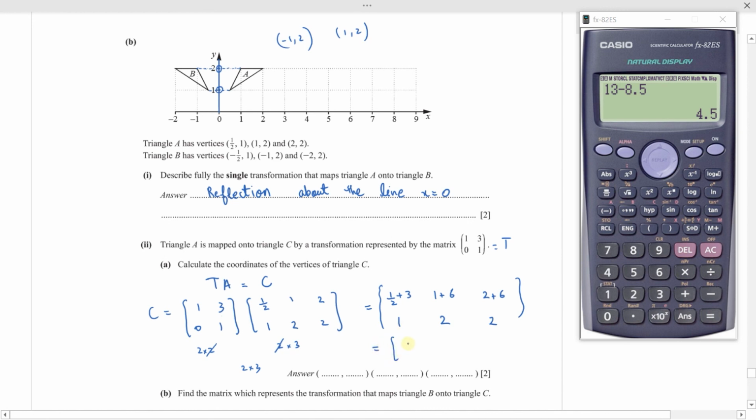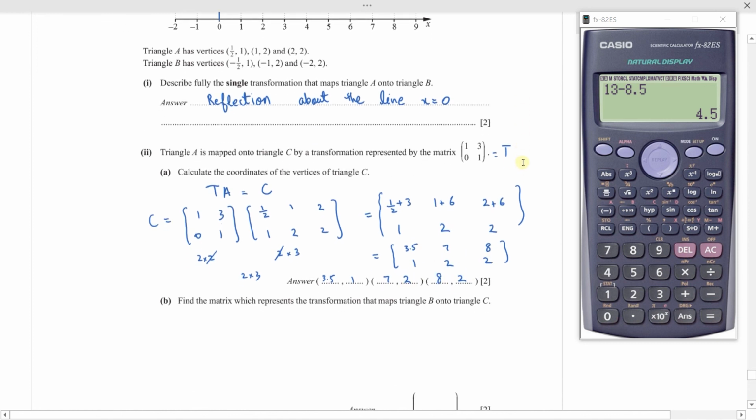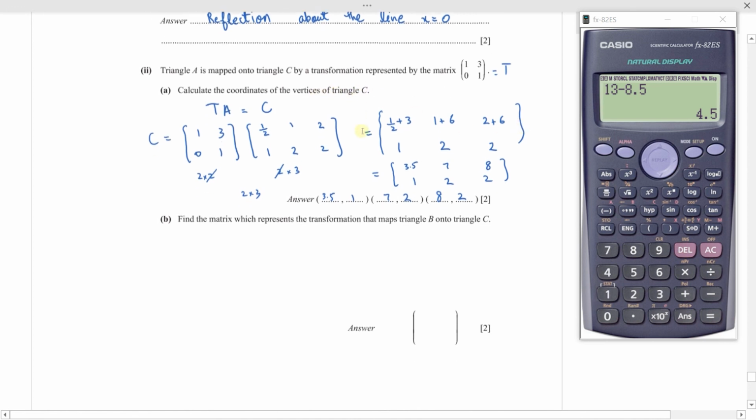Then if I add them, I will get 3.5. 6 plus 1 is 7. 6 plus 2 is 8. And then 1, 2, 2. So your coordinates are (3.5, 1), (7, 2), and (8, 2). These are the coordinates for the vertices of triangle C.